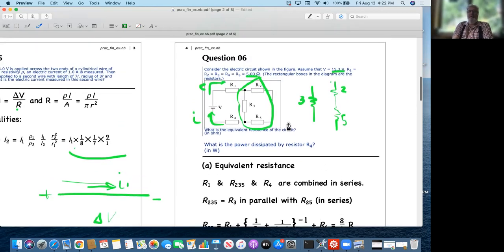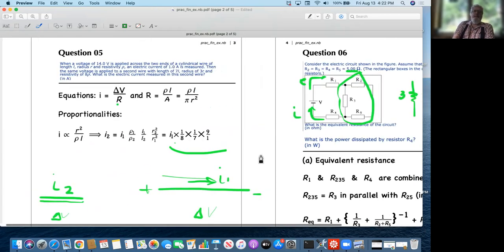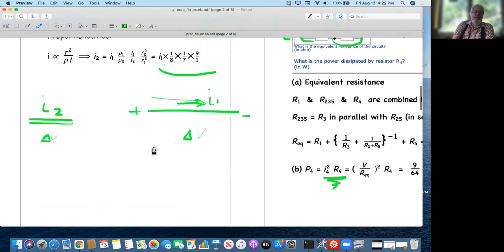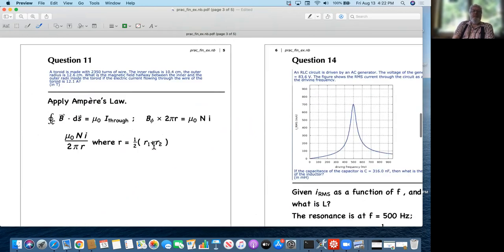So go home and do this problem, and then check your answer against the published answer. All right, so those were all problems having to do with current and voltage and so on. Let's go on to some of the later problems.